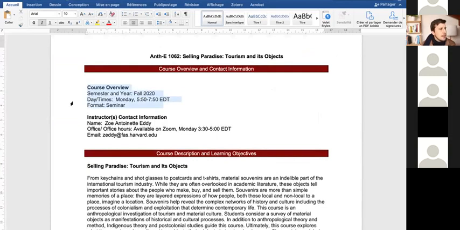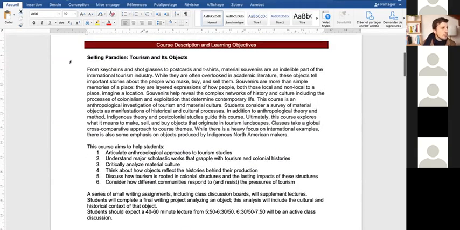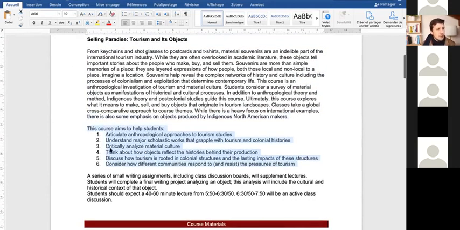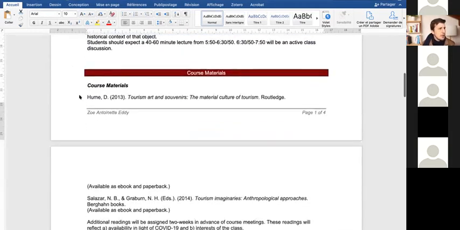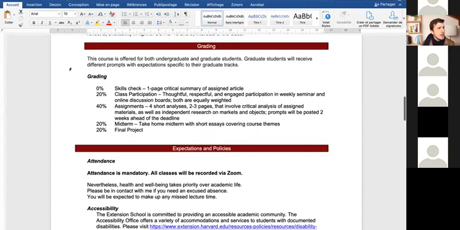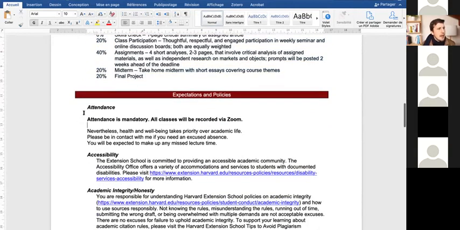You have some basic information about the dates, the format of the course, the fact that it's a seminar and not a lecture, the teacher's name and email, and her office hours, so at which time you can find her in her office to ask her questions. Then a description of the course, some description of the aims and objectives of the course, a list of materials, so a list of readings, for example, or a list of books, some evaluation principles, how they are going to be graded, and some expectations and policies.